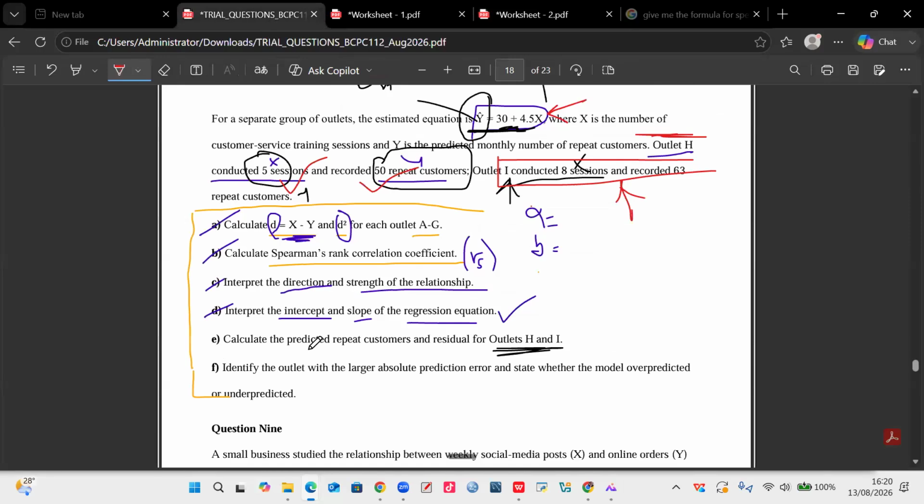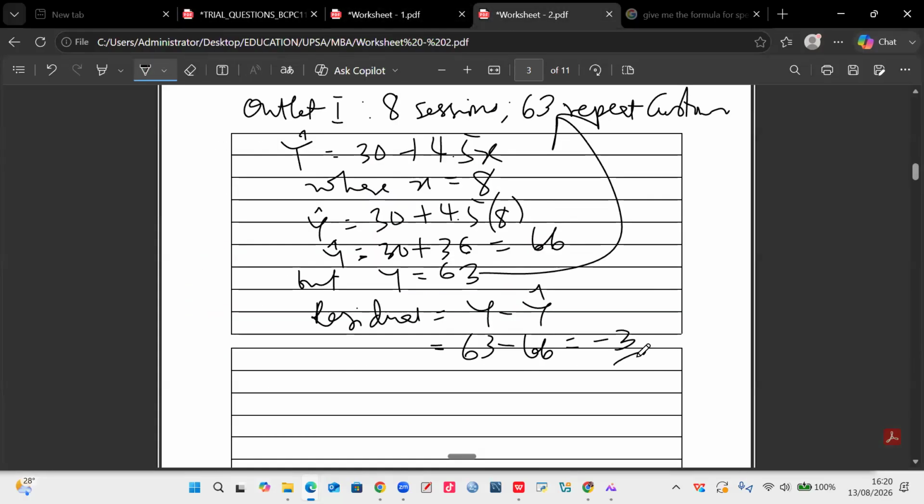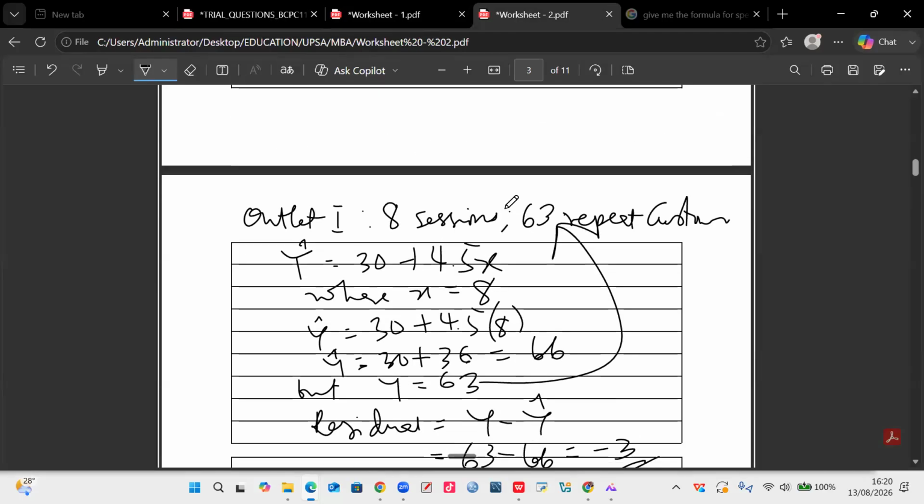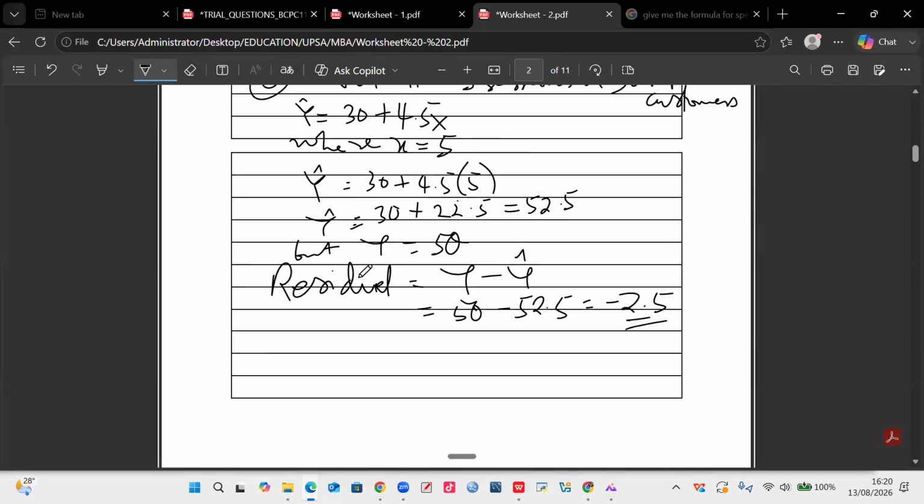So it says calculate the predicted repeat customers and residuals for outlets H and I. We are done. Are you getting it? Yes. You double underline this.